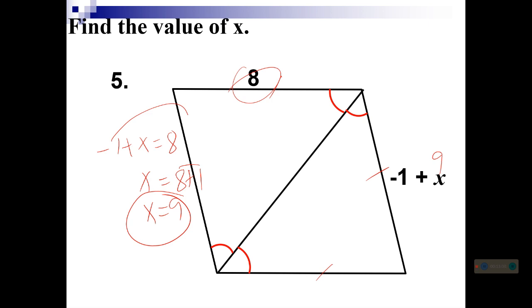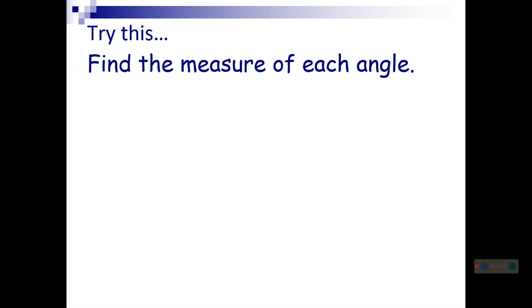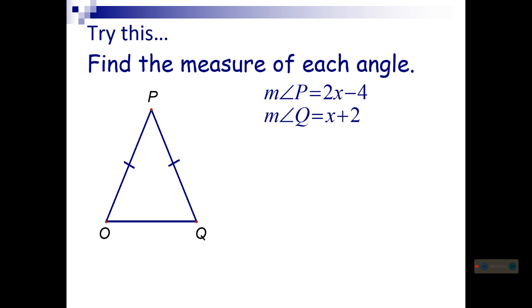So, any question? Okay? So, let's add some tricks on how we are going to use the isosceles triangle theorem. So, you are going to find the measure of each angle. What if you are given binomials? So, we have here the measure of angle P is 2x minus 4. Then, angle Q is x plus 2. Therefore, angle O is also x plus 2 because they are the base angles.